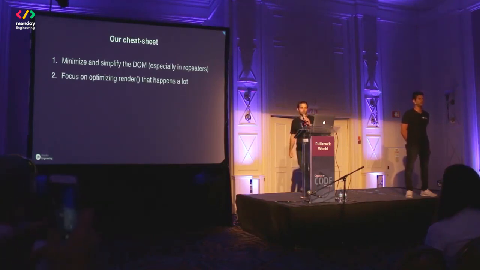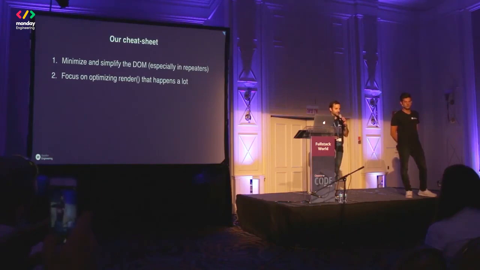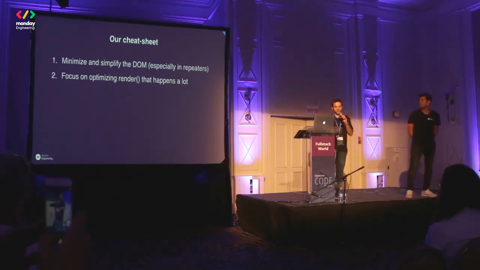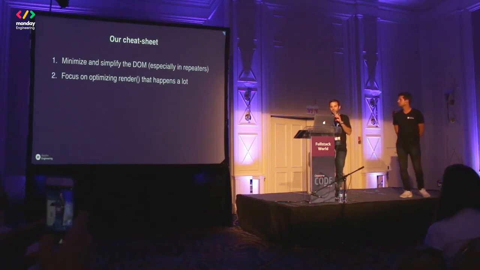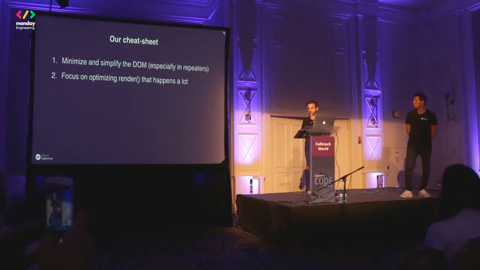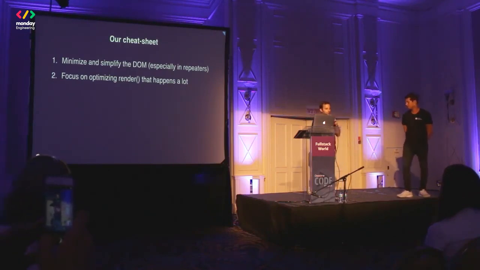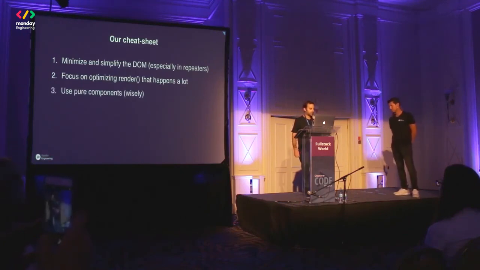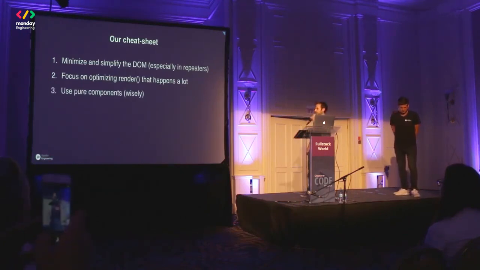The second thing is always put your effort and focus on optimizing renders that happen a lot. If some render happens when the user hovers above a certain element, it's not really interesting because it's user interaction related and it actually can't affect that much. But everything that is inside the code, inside the for loop, can be very, very damaging to your performance. The third thing is to use pure components.